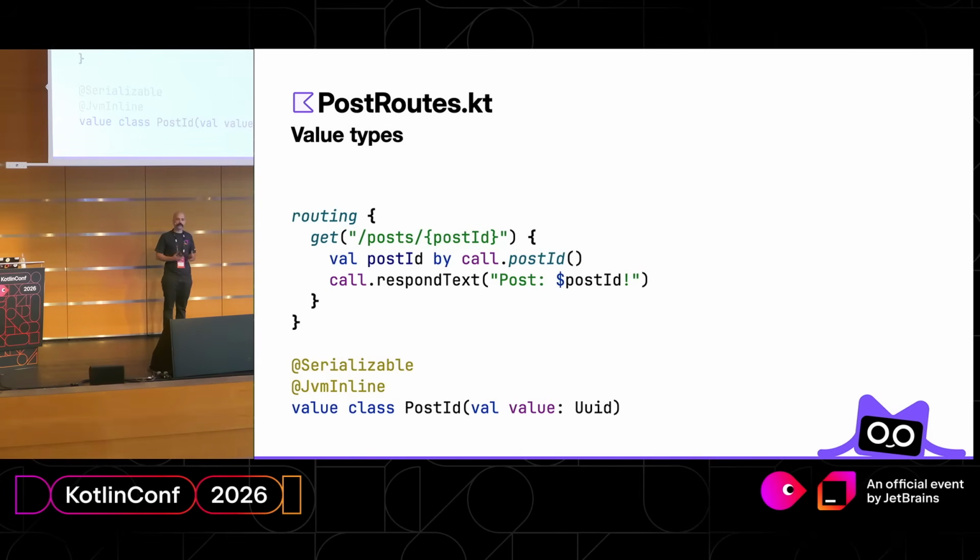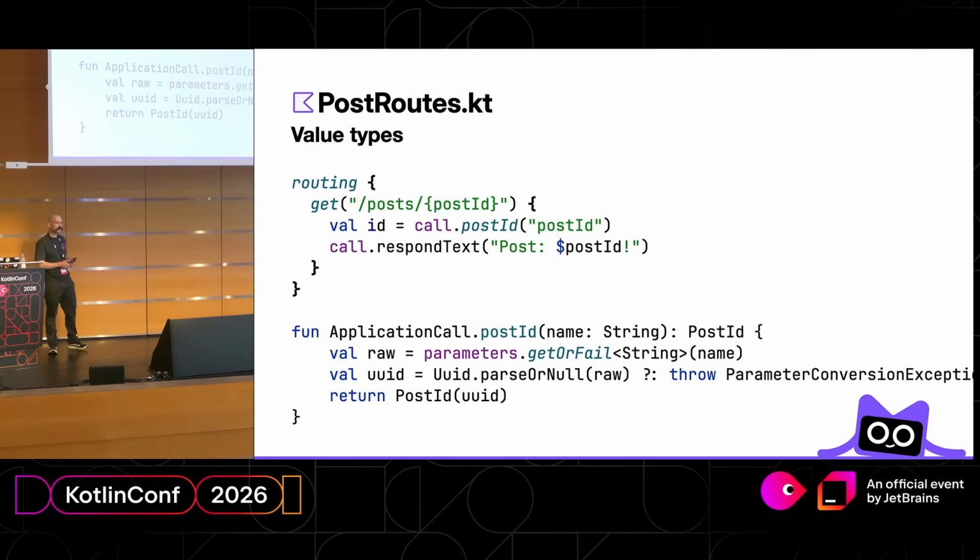But what about value types? I like to have strong types at the boundaries of my application. So instead of working with raw primitives, I want to have a value class as my incoming value from the request. So how can we achieve this similar syntax that Ktor has?